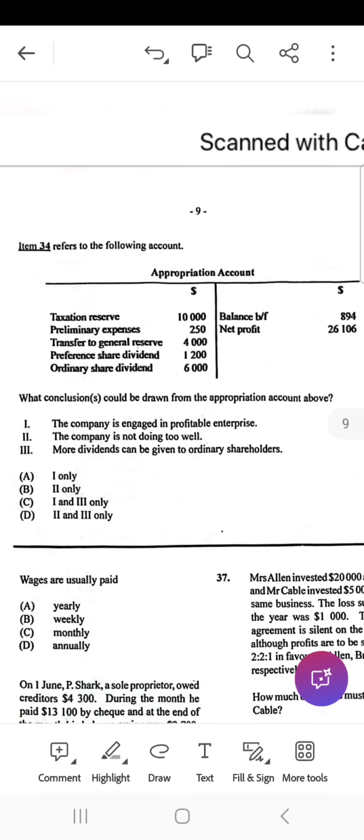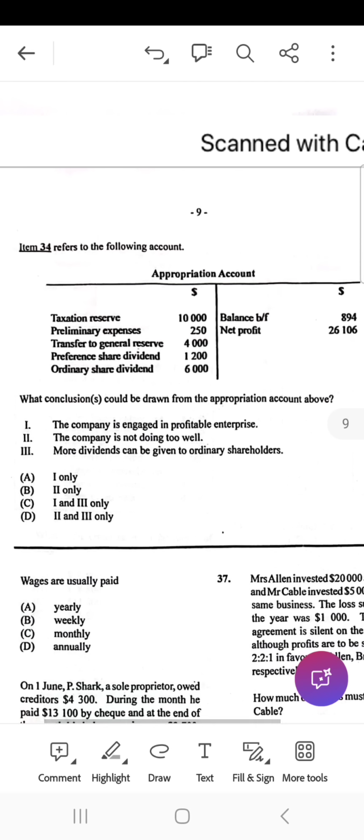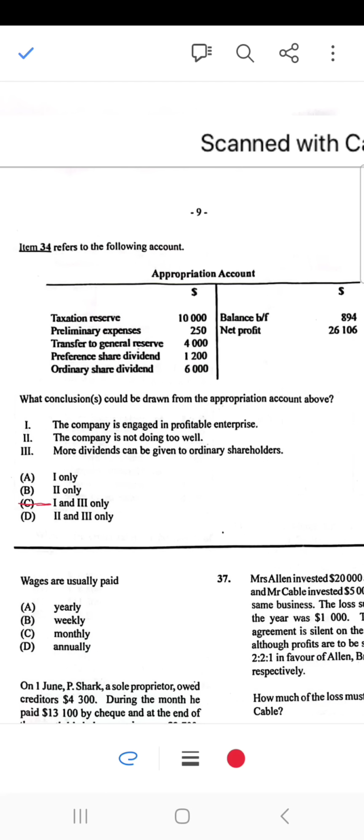More dividends can be given to ordinary shareholders. So if we look at the total on the debit side, that's the transfers to reserves, the preference share dividends and the ordinary share dividends, that adds up to 21,450. Net profit is 26,106, which means they still have more net profit that they could use to pay to ordinary shareholders if they so desired. So 3 is also correct. So the answer is C, 1 and 3.